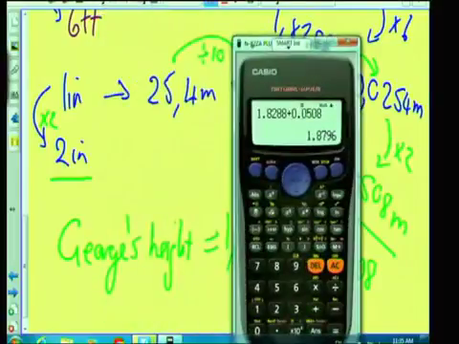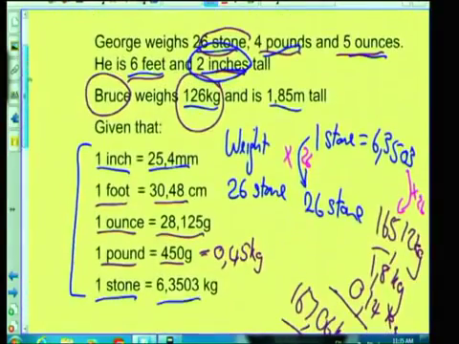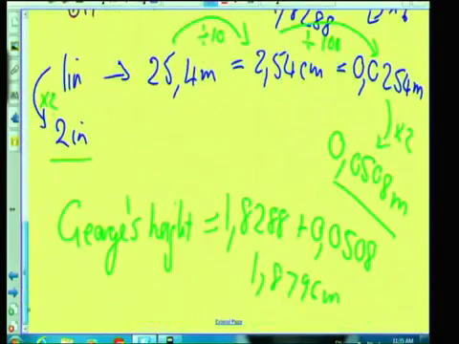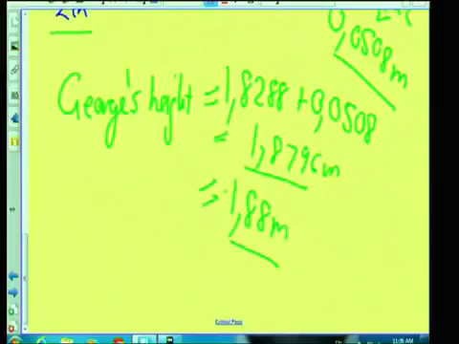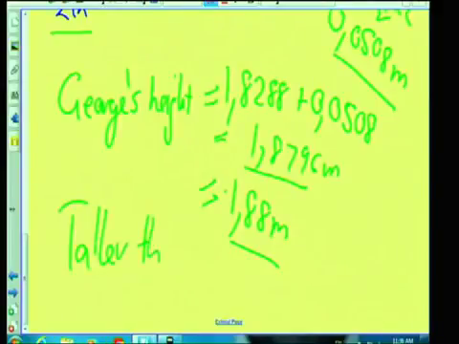1,8796 meters. Now, what were we told about the other guy, Bruce? He was 1,85 meters tall. This guy is 1,8796 meters. Now, we could round that off to 2 decimal places and say 1,88 meters. And so George is taller. He's taller than Bruce. So he's not only heavier, but he's also taller.